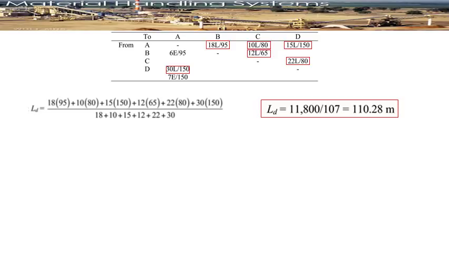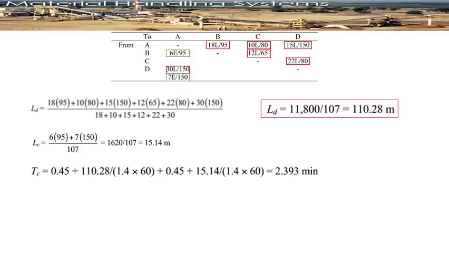110.28 meters. Then we are going to calculate the distance when it's empty. For the empty trips, we have only 2 carriages, which are the 6E over 95 and the 7E over 150. So we are going to do the same thing at the top, but at the bottom we are going to use the same 107 we got when we calculated the loads for the loaded carriages. So the LE value is going to be 6 multiplied by 95 plus 7 multiplied by 150 divided by 107. And the figure is going to be 15.14 meters.